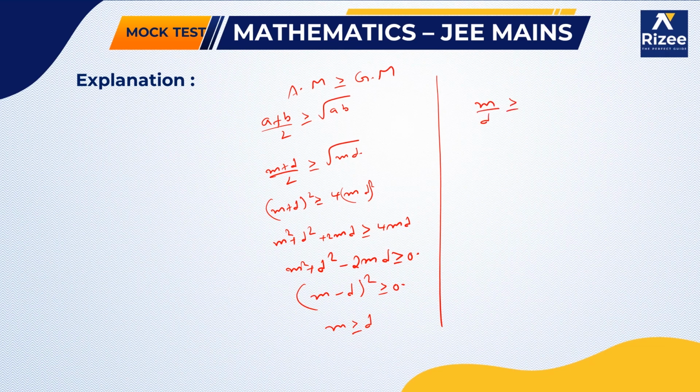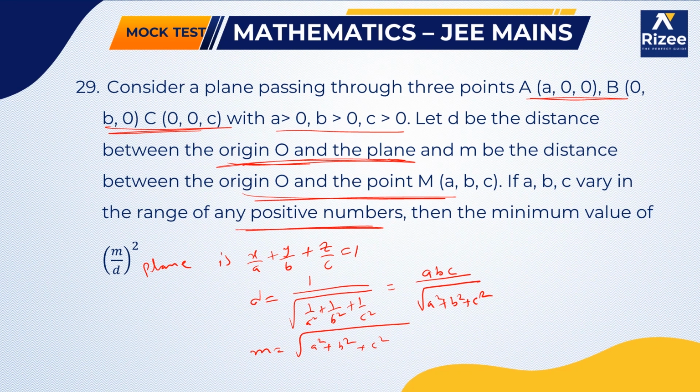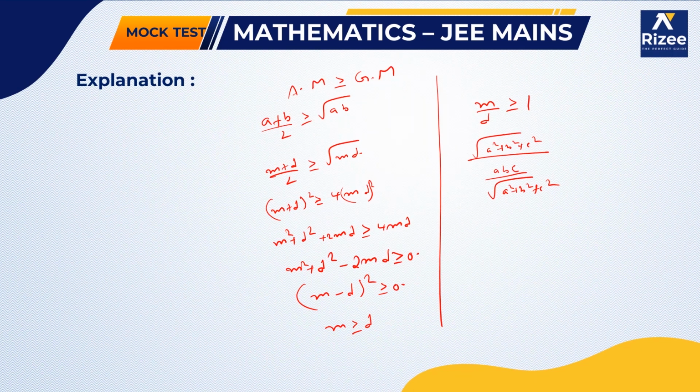So m means root over a square plus b square plus c square. D means abc by root over a square plus b square plus c square. In this question, a greater than 0, b greater than 0, c greater than 0. I am taking a value 1, b value 1, c value 1. So root 3 by 1 into root 3, is it greater than 1? 3 by 3 is greater than 1. True. What he is asking is (m by d) whole square. (m by d) whole square is equal to 9. That's it, equals to 9.